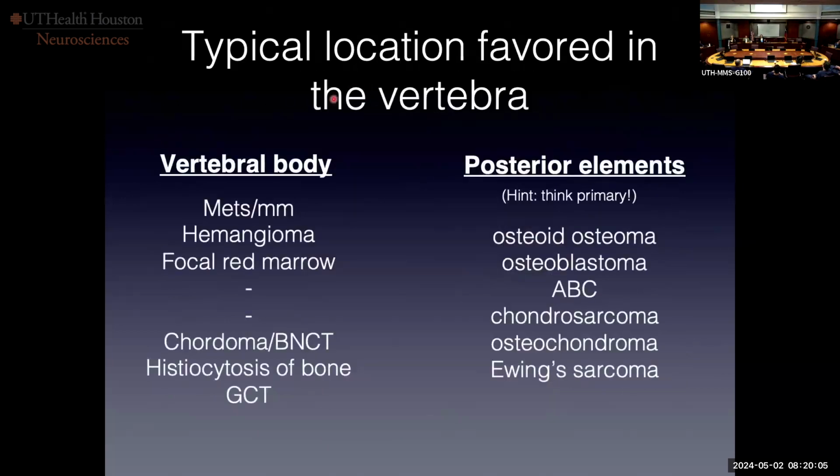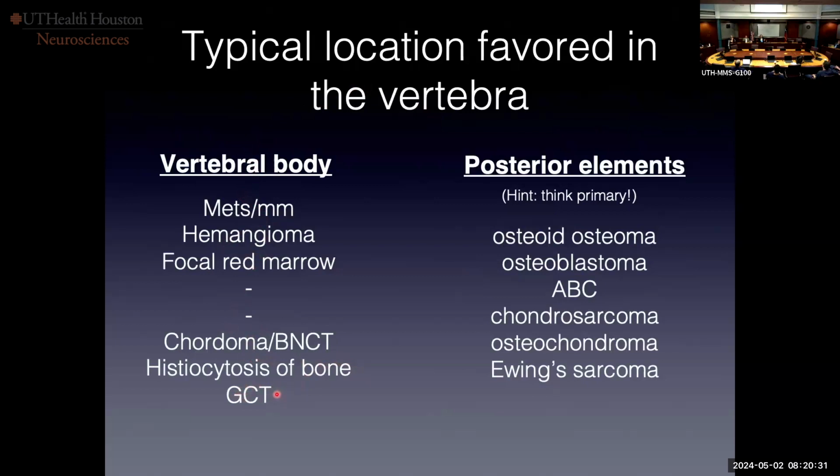So favored location in the vertebrae, vertebral body, again, mets, myeloma, hemangioma, focal red marrow. Why? Because that's where the blood flow is. That's where the marrow is. So it makes sense that that would be the case. Chordoma, benign notochord cell tumor, because that's where the notochord remnants are in the anterior column. Histiocytosis of bone, I've never seen that lesion in posterior elements. Have you guys? Yeah, so usually, almost always vertebral body.